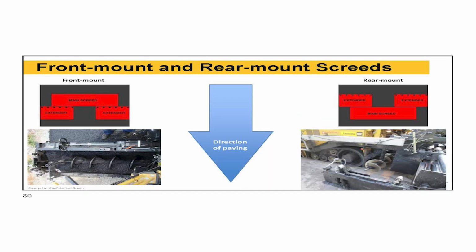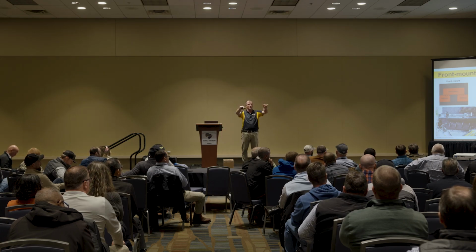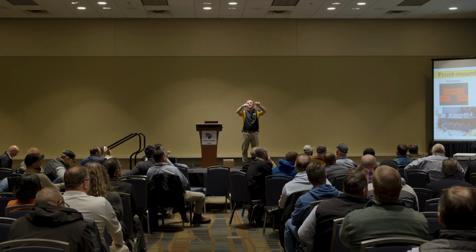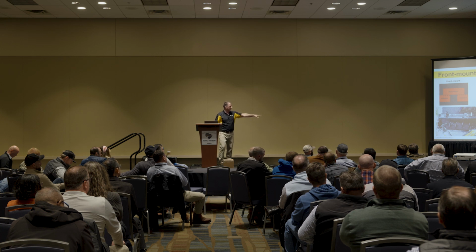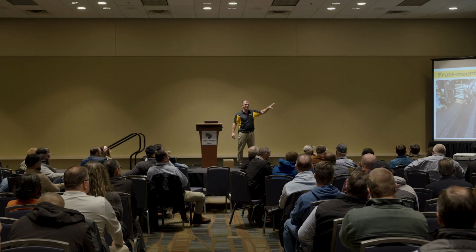Auger extensions, tunnels, so there on the left you got the front mount screed. When I talk about front mount, I just mean the extensions are in front of the main screed, like going in and out. Rear mount screed, extensions are behind the main screed. Why does that matter? On a front mount screed, you want auger to go really about 1.5 feet from the end gate.